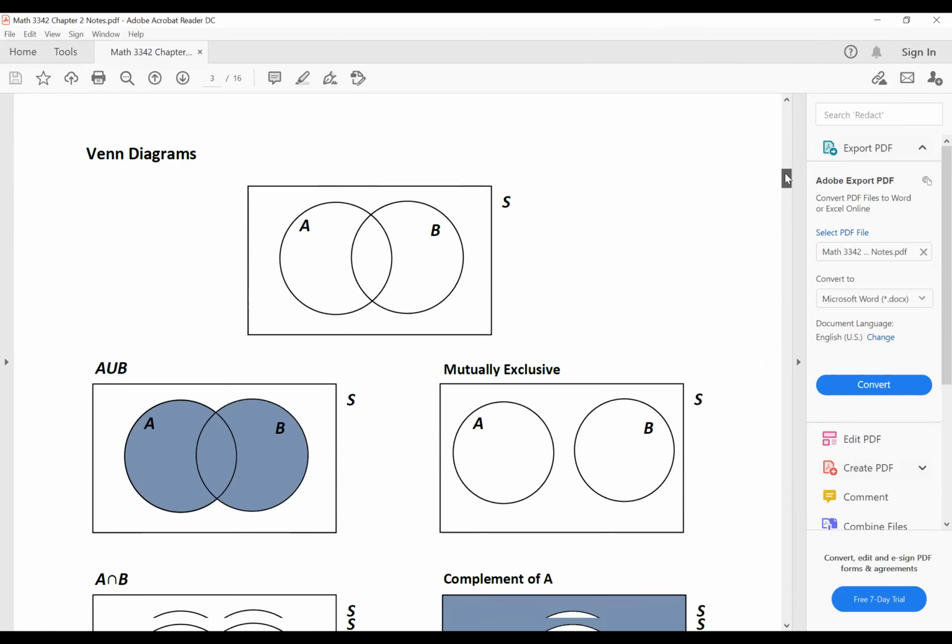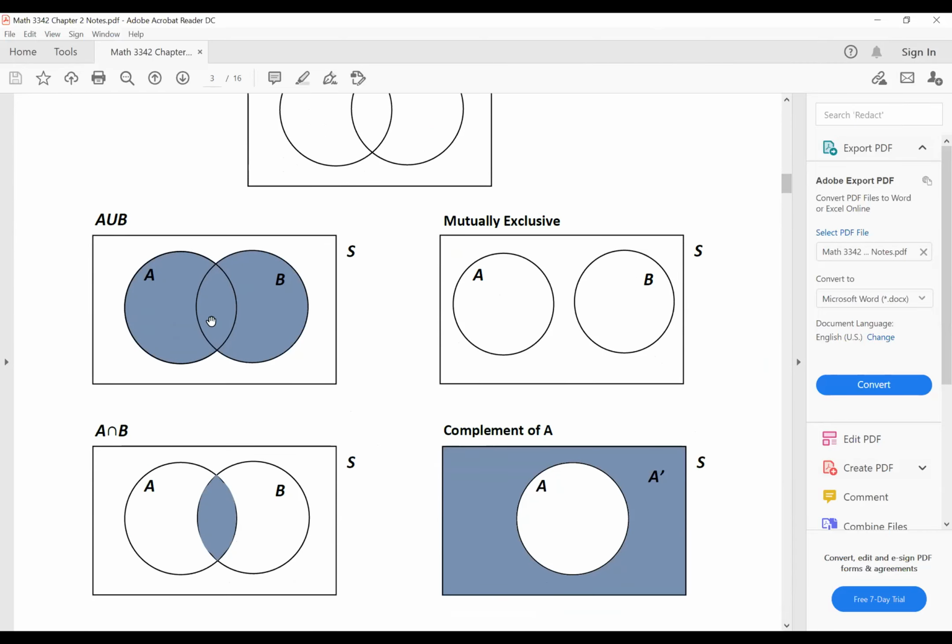Okay, so here now you can see this is A union B. This shaded part is A union B, because this shaded region contains all the elements which are either in A or B or in both. Now, if you look at this diagram, you can see there are no common pairs between A and B. So that means they are mutually exclusive, so their intersection is empty. This diagram means they do not have any common pair.